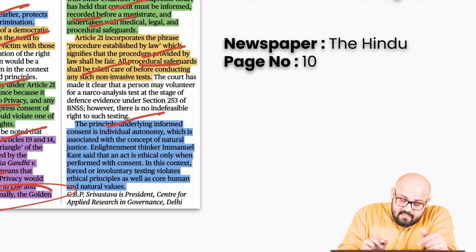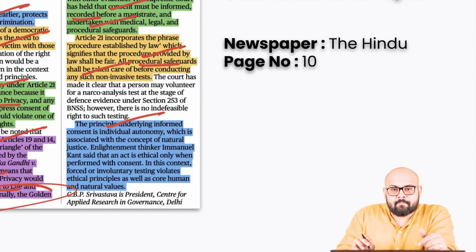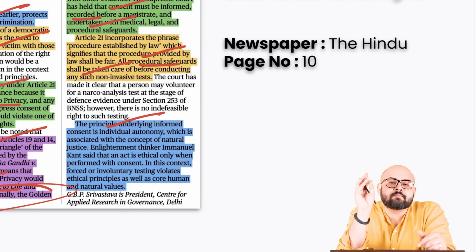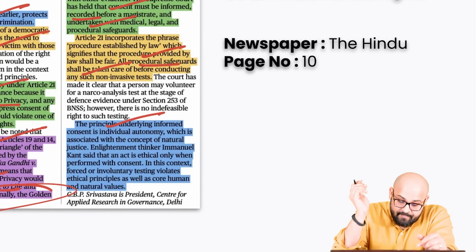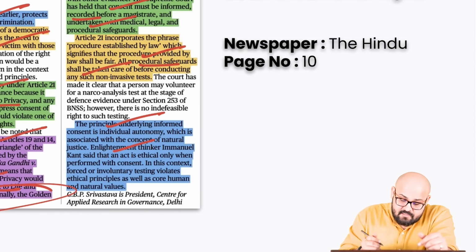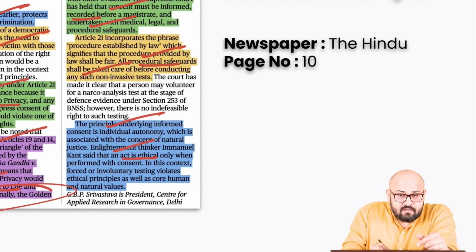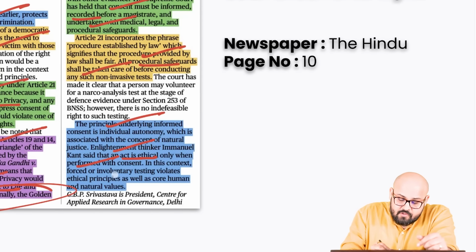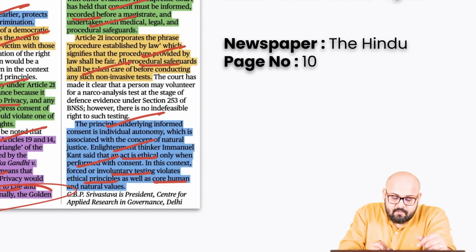The principle underlying the informed consent is individual autonomy. If you are carrying out tests on a person, the consent is of utmost importance. That is what you'll have to understand, which is associated with the concept of natural justice. The Enlightenment thinker Immanuel Kant, on the ethics aspect, said that an act is ethical only when performed with consent. In this context, forced or involuntary testing violates the ethical principles as well as the core human and natural values.